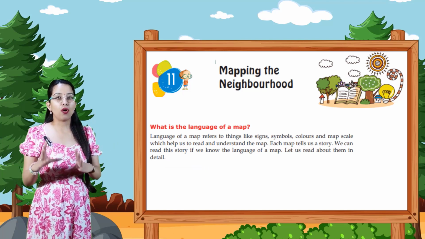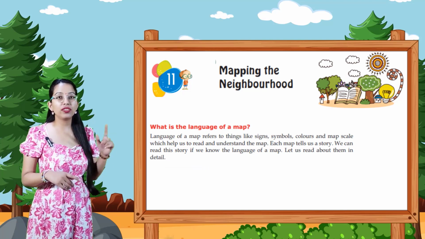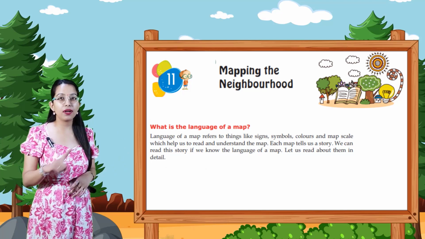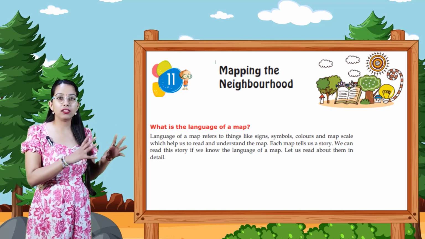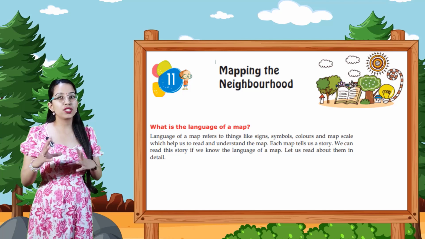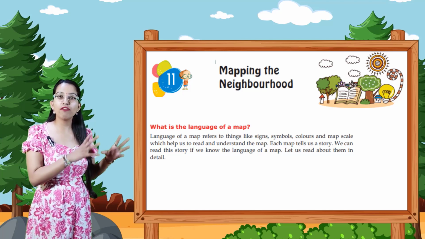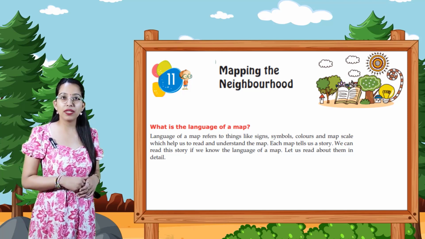What is the language of a map? Language of a map refers to things like signs, symbols, colors and map scale which help us to read and understand the map. Each map tells us a story. We can read this story if we know the language of a map. Let us read about them in detail.